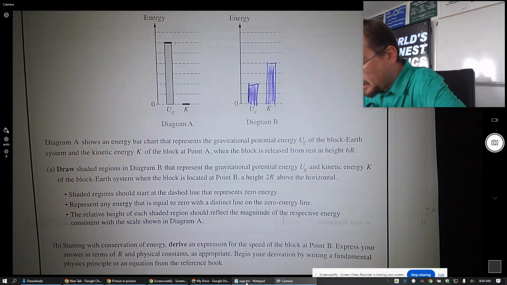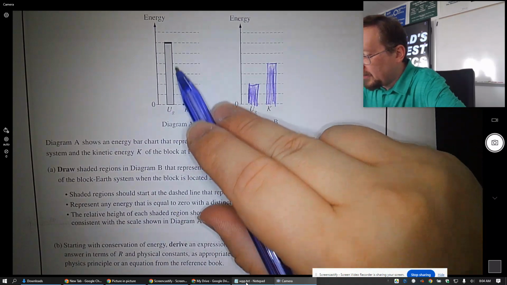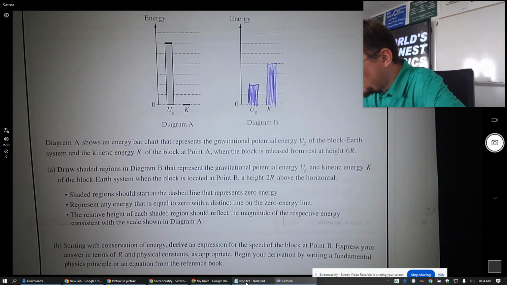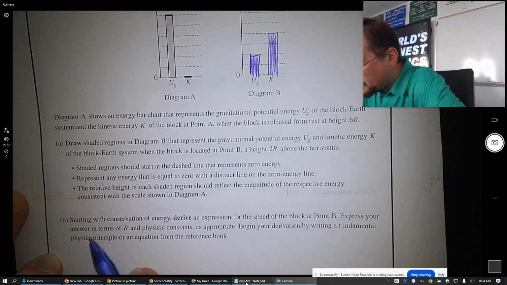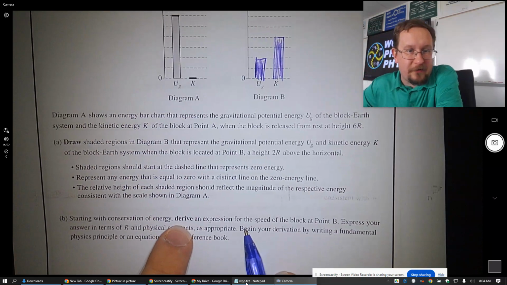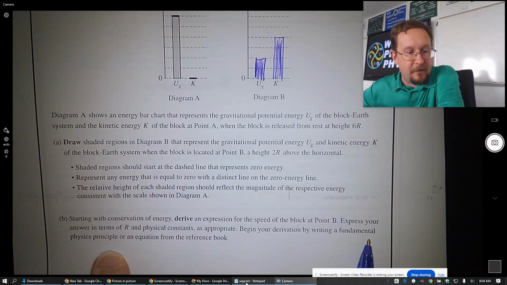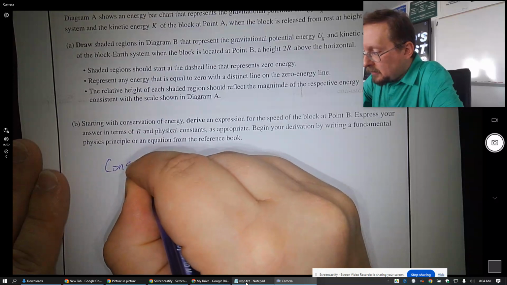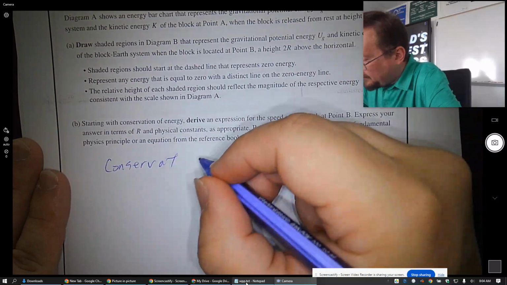Let's see. And then it looks like they give them one of them as an example in each case. Using conservation of energy, derive the expression for the speed of the block at point B. Express your answer in terms of R and physical constants. And it looks like every time from now on that there's the word derive, there's going to be this sentence: Begin your derivation by writing a fundamental physics principle or an equation from the reference book. So this would be conservation of energy. Oh, well, they even said that.